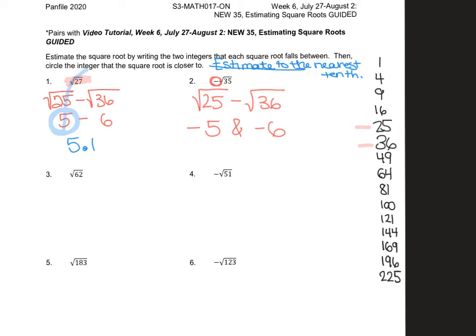But now, what's it closer to? 35 is much closer to 36. So I know I'm closer to negative 6 than I am to 5 like I was over here. So I'm closer to negative 6, but I'm not at negative 6 yet. So I'm still at negative 5 point something. Since I'm closer to 6, maybe I'm at like negative 5.8 or 9, because I'm really, really close to negative 6, but I'm not quite there yet.